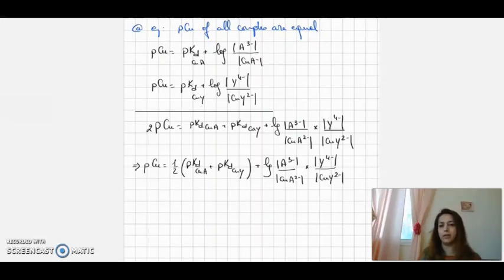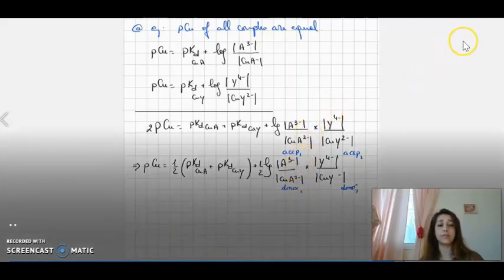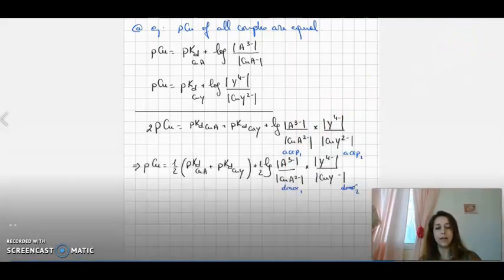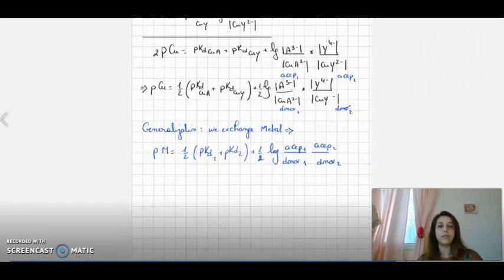Okay, here I have plus half log. So we have here pCu as a function of half pKd plus half log acceptor over donor of the first couple times acceptor over donor of the second couple. We can generalize this formula.